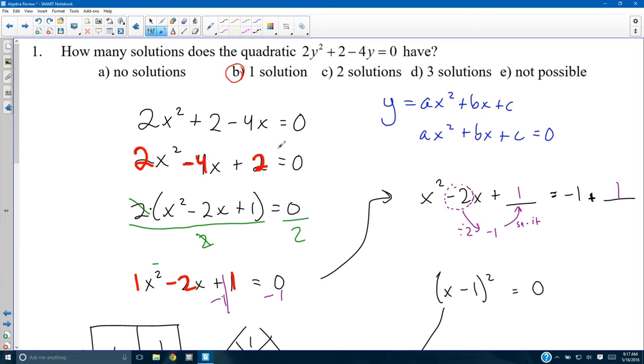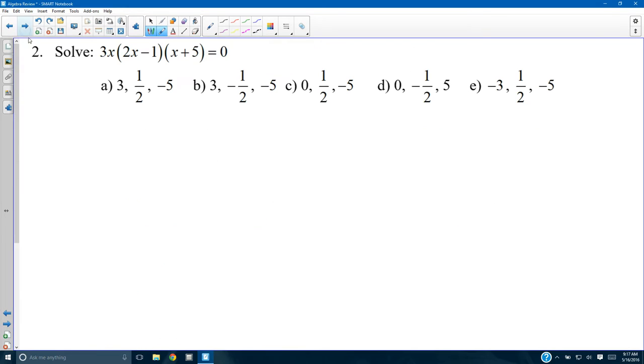All right, so that's problem number 1. I have like 30-ish problems to go. I'm not going to spend that long on all of them. Okay, number 2, solve this factored form of A. It looks like it's a cubic function.